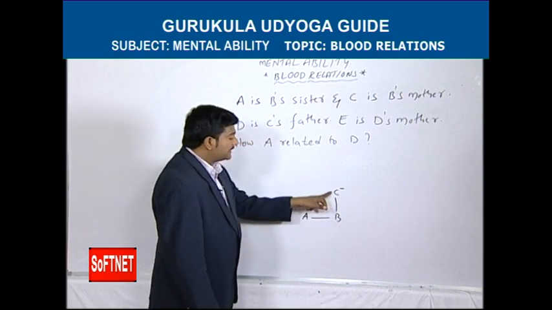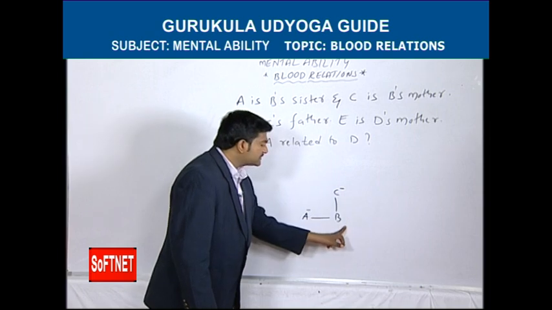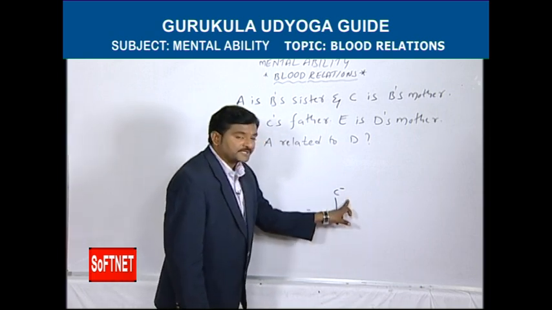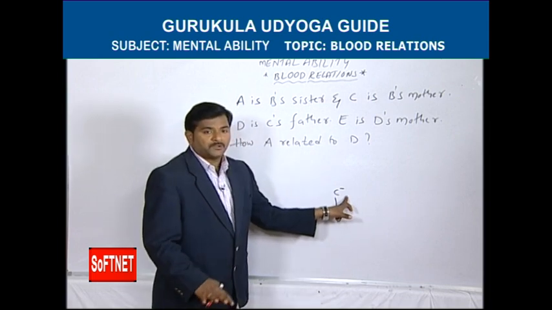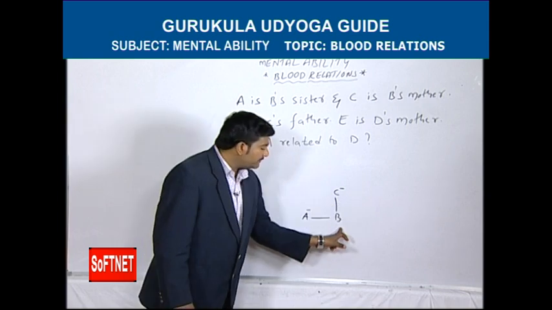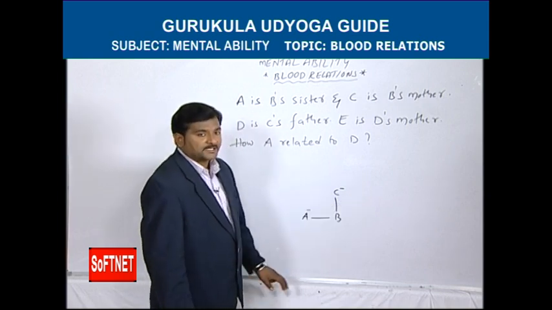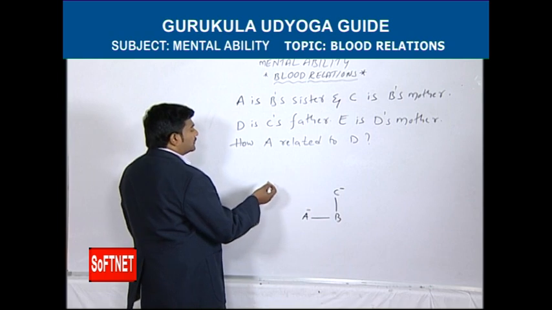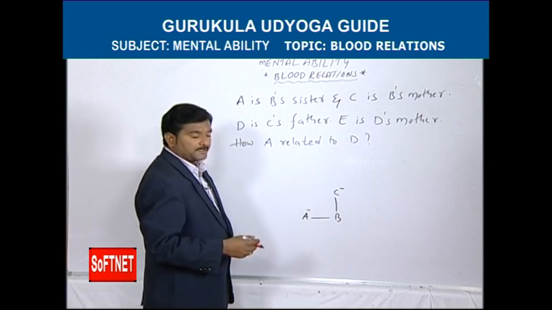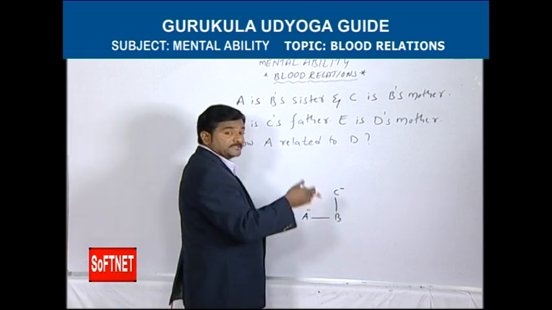C is the mother of A, and C is the mother of B, and A is the daughter of C. But B, I don't know about B's gender, so B may be a son of C or B may be a daughter of C, that I cannot predict. Now we'll go to the next step. D is C's father. Again there is a generation gap.